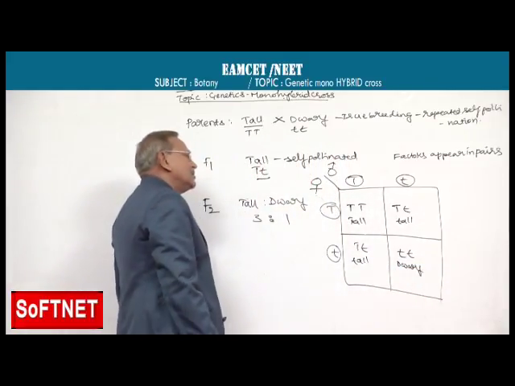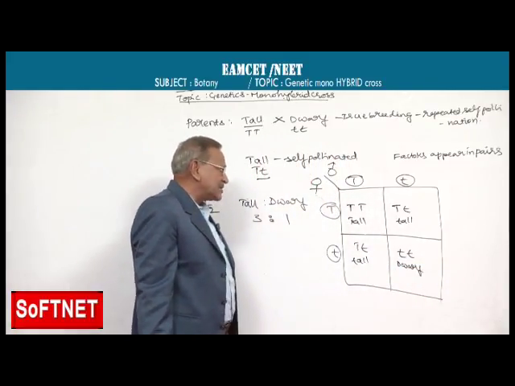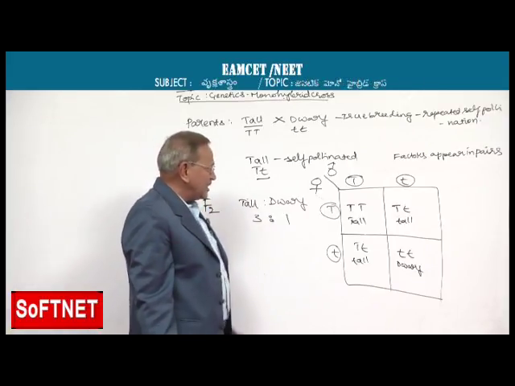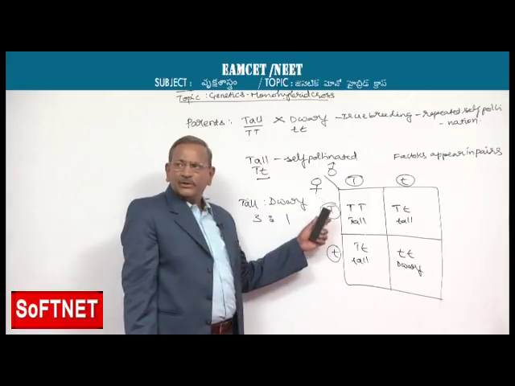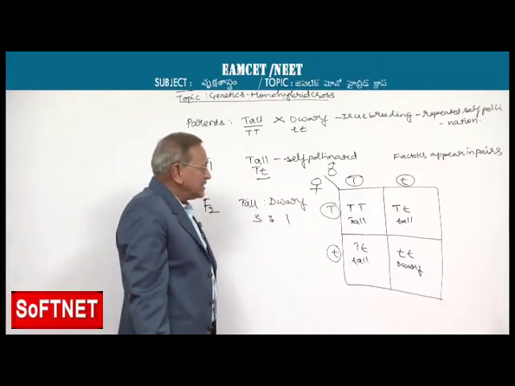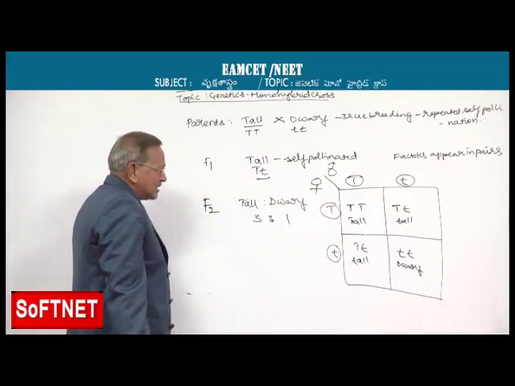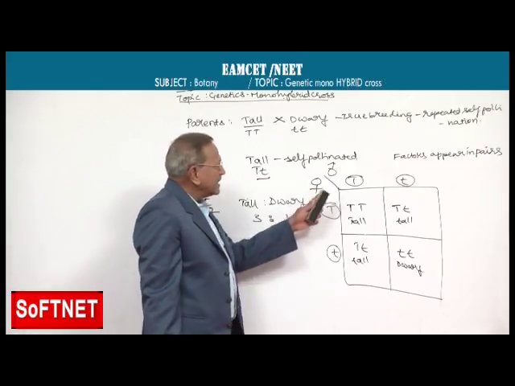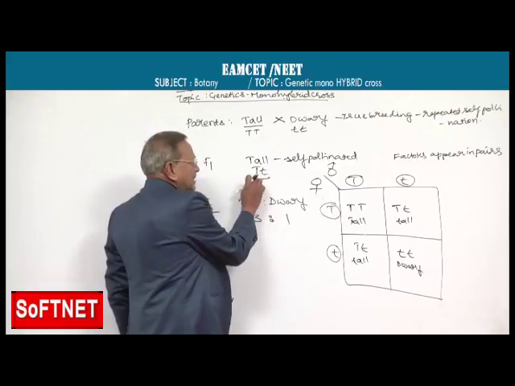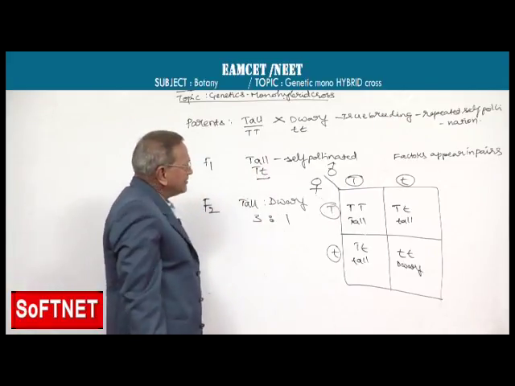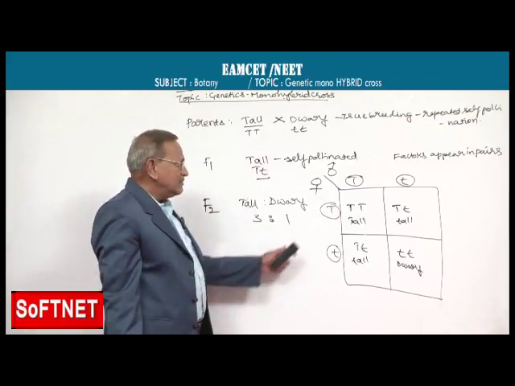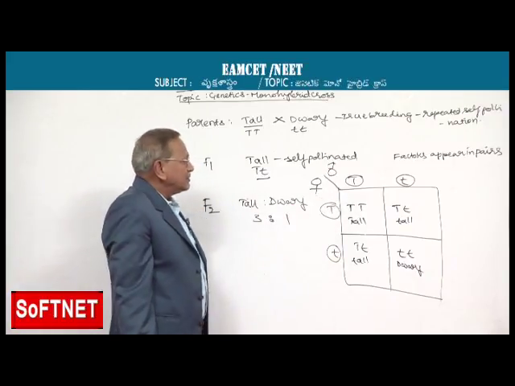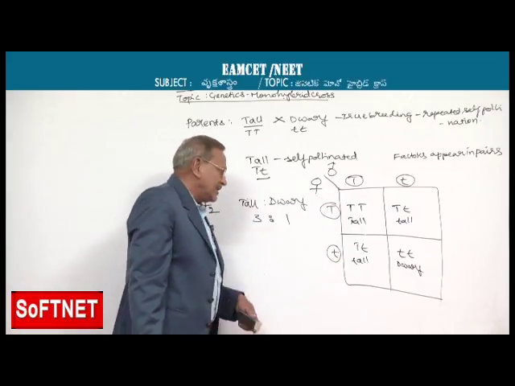So this square is called a Punnett square. This device is helpful in predicting the phenotypes and possible genotypes in a cross. So 50% of the gametes have capital T, the remaining 50% small t. When they fuse randomly, we have this kind of result.